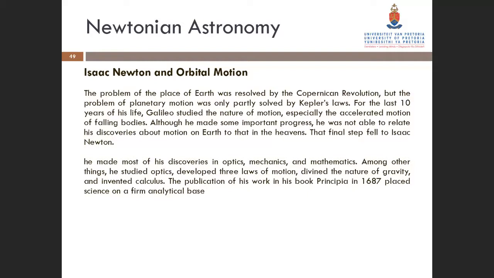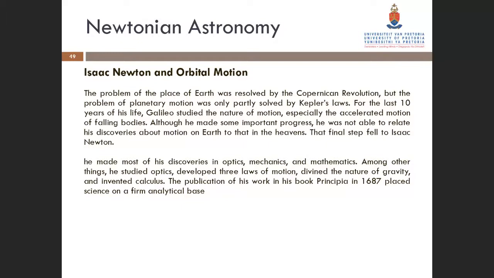So, Isaac Newton and orbital motion. The problem of the place of Earth in space was resolved by the Copernican revolution, but the problem of planetary motion was only partly solved by Kepler's laws.